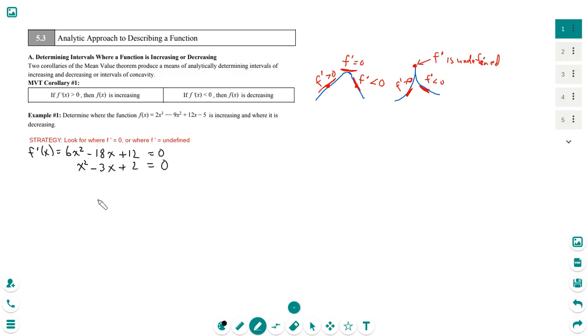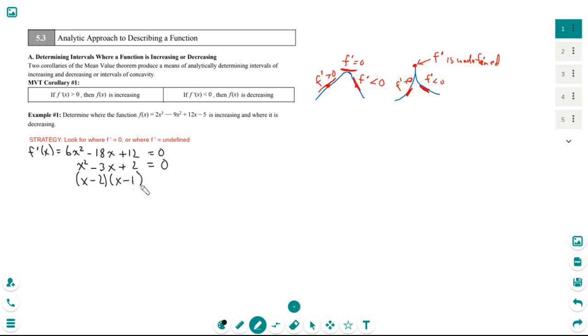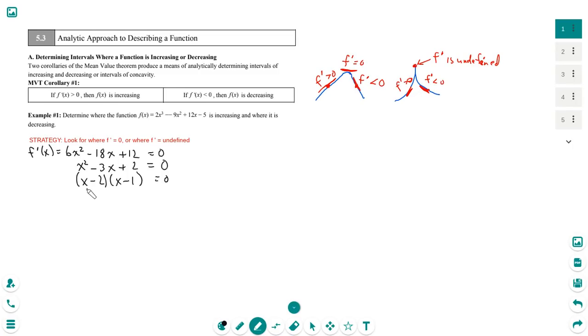So I simplify the polynomial down for solving purposes, and then I can easily factor this. This is x minus 2 times the quantity x minus 1. And there are 2 zeros for this function. So the 2 roots of this are x equals 1 and x equals 2. So remember that, that's where my horizontal tangent is.